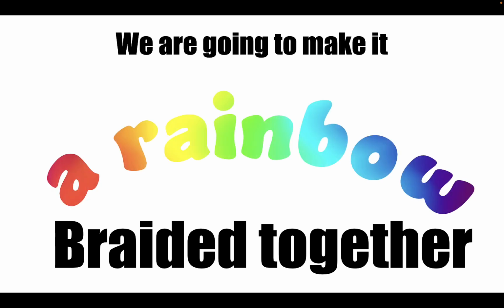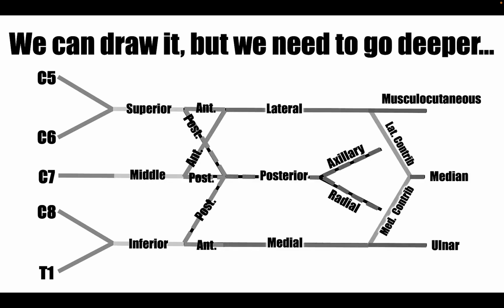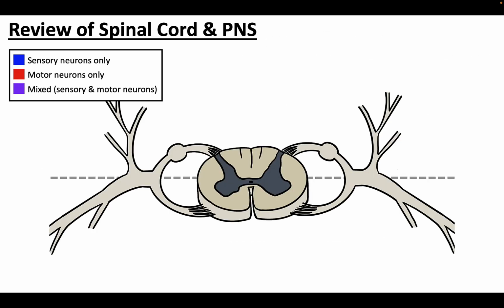In previous videos, I taught you how to draw the brachial plexus, but I didn't talk about its components in the way we need to in order to understand injuries. We need to review the parts of the spinal cord meeting up with the peripheral nervous system, because if this isn't clear, the injuries will be difficult to understand fully.